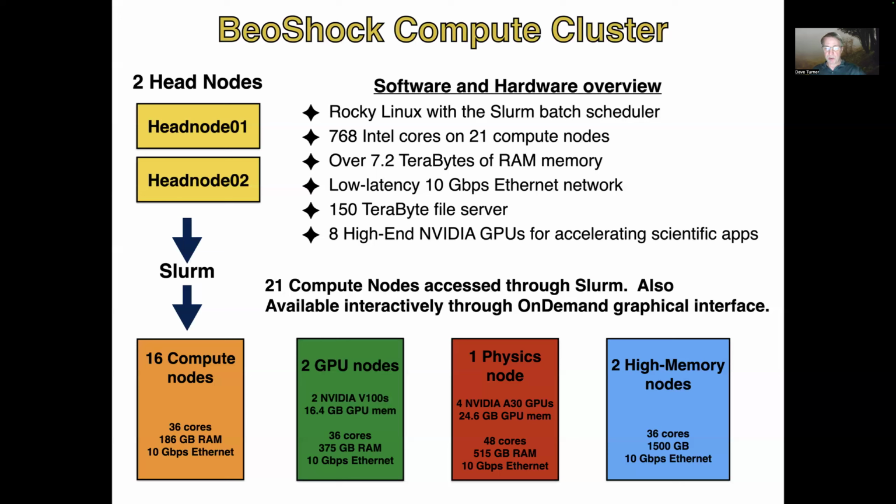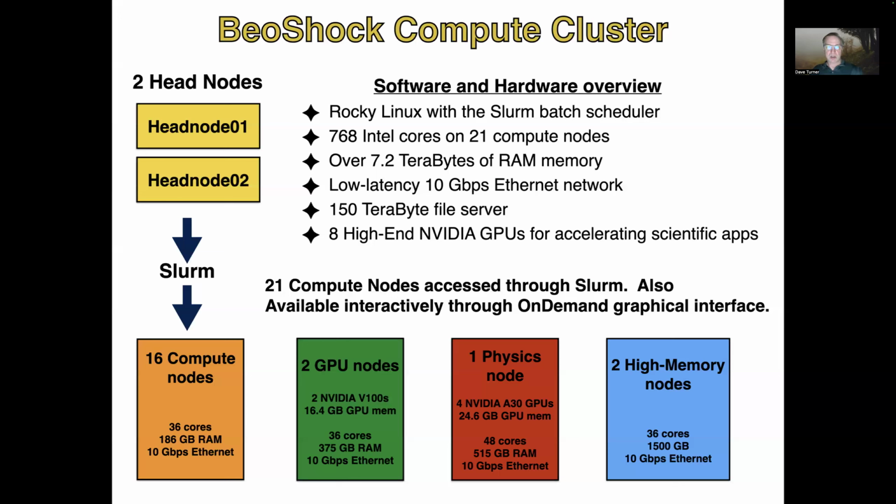The physics group purchased a node themselves, so they get high priority on the one node in red that has 4 NVIDIA A30 GPUs with almost 25 gigs of GPU memory in there. And these have 48 cores, while the others have 36. And these are also large memory machines with 515 gigabytes of RAM memory. And then there are 2 high memory nodes that are accessible to everyone, 36 cores, but here we have 1.5 terabytes of memory on each. A terabyte is 1,000 gigabytes.